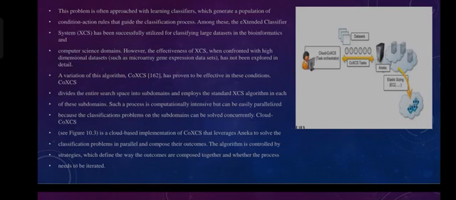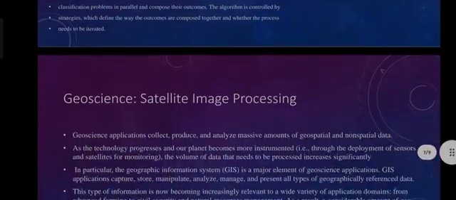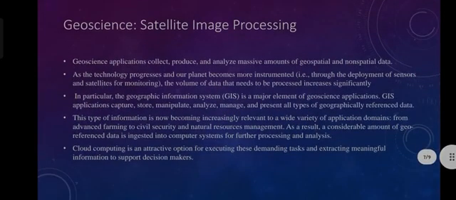effective in these conditions, which divides the entire search space into subdomains and employs the standard XCS algorithm in each of the subdomains. Such a process is computationally intensive but can be easily parallelized because the classification problems on the subdomains can be solved concurrently. This algorithm is controlled by strategies which define the way the outcomes are composed together and whether the process needs to be iterated.